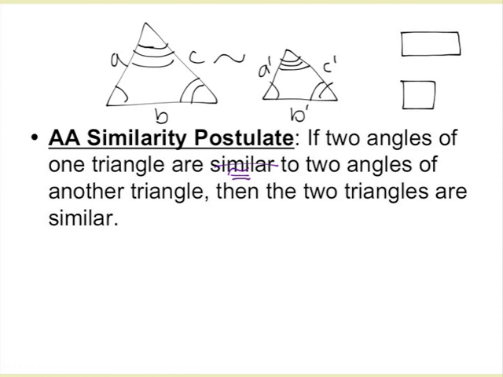Is AA similarity postulate actually the name, or is that just kind of like the 5-4 postulate? Is that actually what it's called? That's actually what it's called. The book probably says a number to go along with that, like theorem 7-1 or postulate 7-1. But this is actually the name, angle-angle similarity.